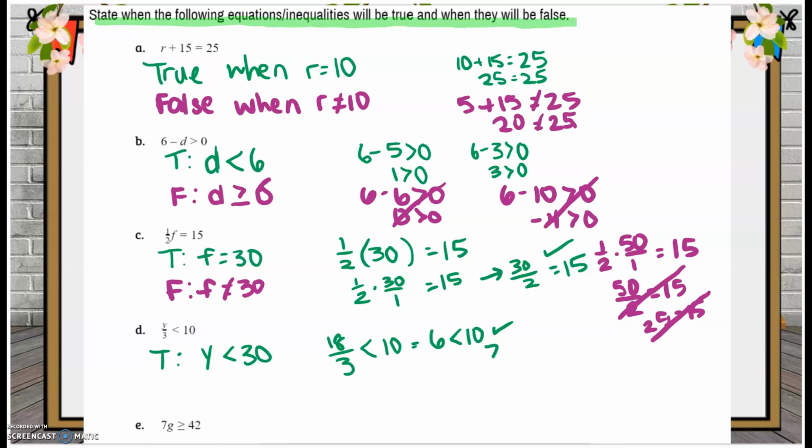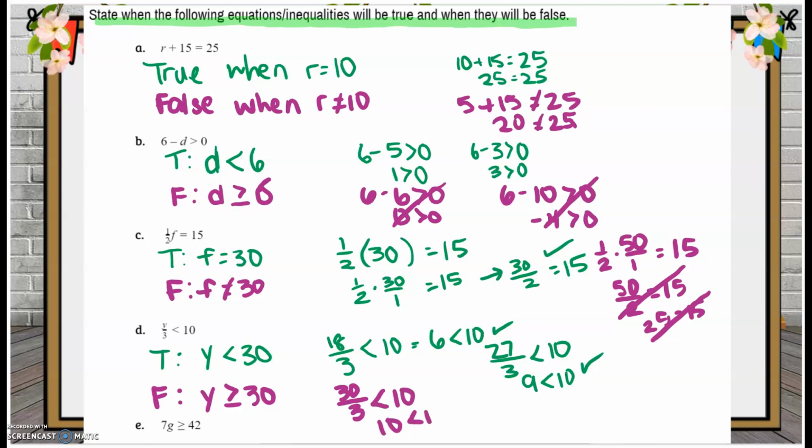Let's do another one. What about 27? 27 over 3, is that less than 10? 27 over 3 is equal to 9. Is 9 less than 10? Yes again. So any number less than 30 for y would be a true statement. And then for our false statements, y is any number greater than or equal to 30, okay? So if I used 30 over 3, is that less than 10? Well, 30 over 3 is 10. So is 10 less than 10? No, that's false.